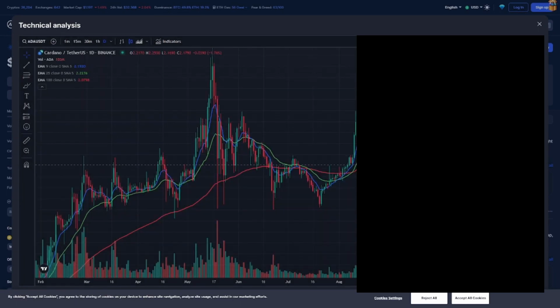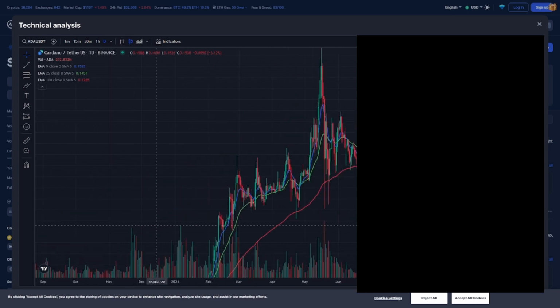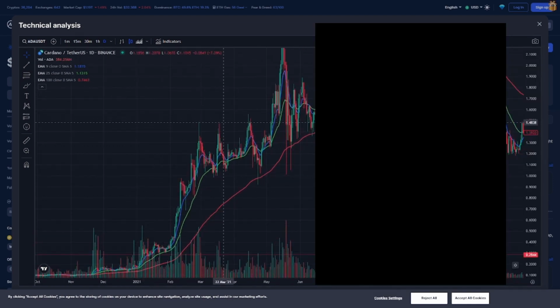In our current situation, we see that we have the red, green, and blue lines. And just a little bit ago, we had the red line under the blue and the green line. So that indicates, if you remember, a bullish trend. And as you can see, the price did go up.